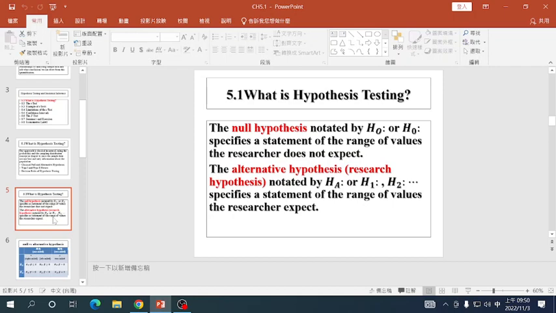There's no equal signs in the alternative hypothesis. Never put the equal signs. This one is just greater than 0. This is less than 0. This is not equal to 0. All the equal signs are in the null hypothesis.